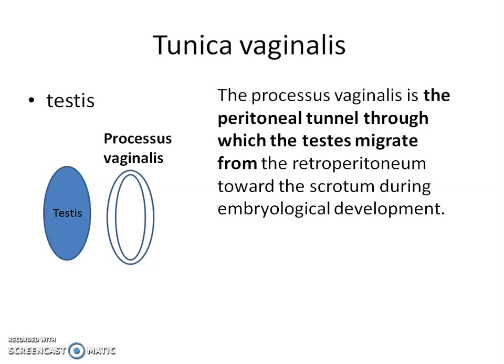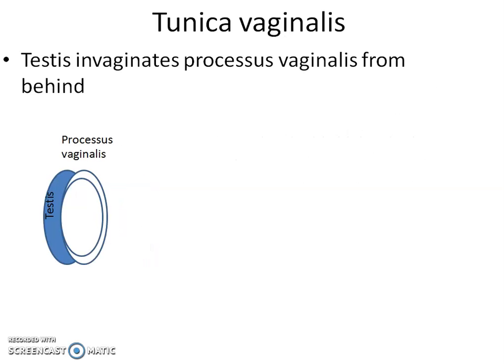The Tunica Vaginalis is formed by the processus vaginalis, which is a peritoneal tunnel that passes through the inguinal canal into the scrotum, and at the lower end of which the testis develops. The processus vaginalis is invaginated by the testis from behind. The testis invaginates the processus vaginalis from behind like this. The testis slowly enters into processus vaginalis part by part.